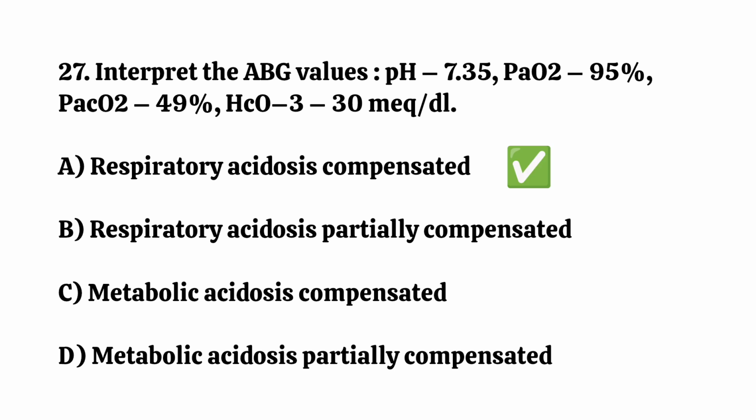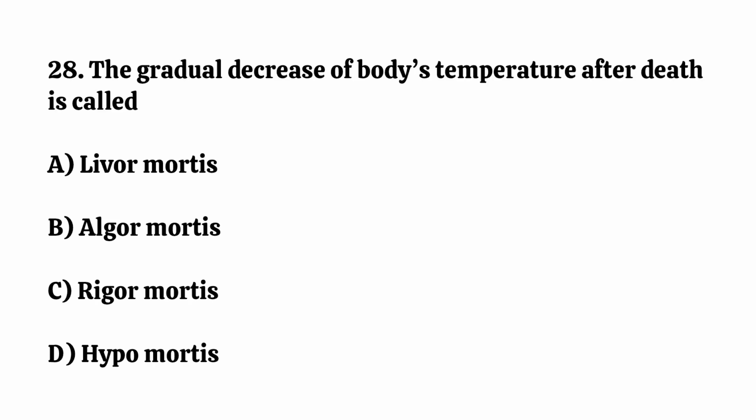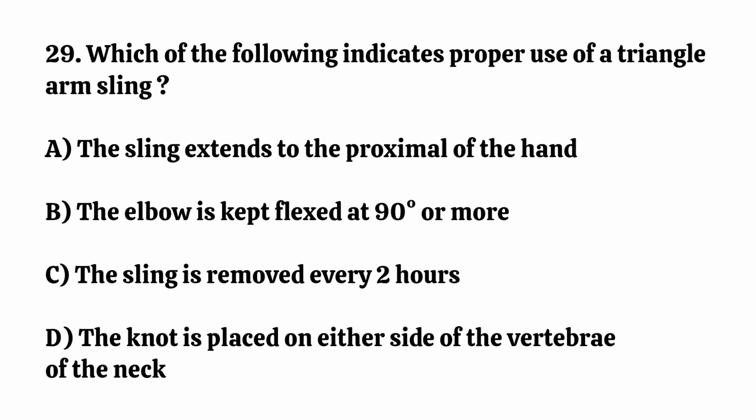Respiratory acidosis compensated. Next, the gradual decrease of body's temperature after death is called A. Livor mortis, B. Algor mortis, C. Rigor mortis, D. Hypomortis. Answer is option B. Algor mortis.